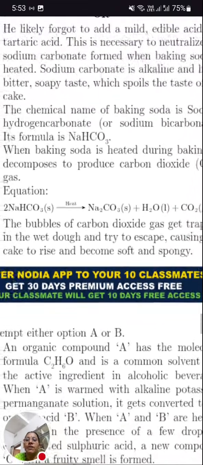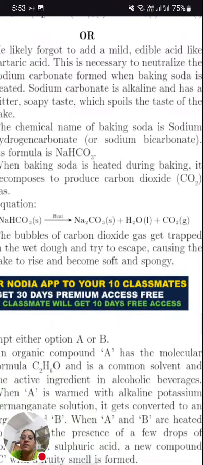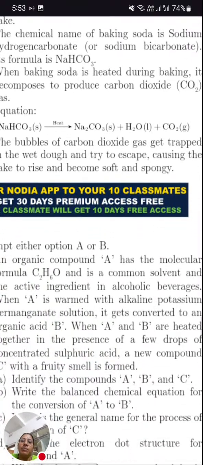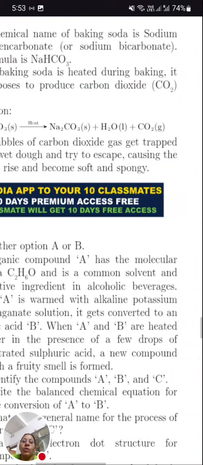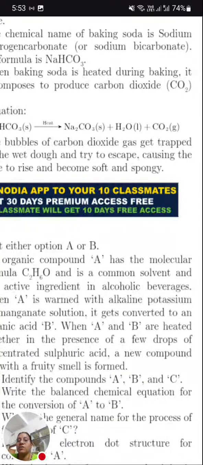The reaction: when baking soda is heated, it produces Na2CO3 plus water plus carbon dioxide. The bubbles of carbon dioxide gas get trapped in the wet dough and try to escape, causing the cake to rise and become soft and spongy. So this part is very important.